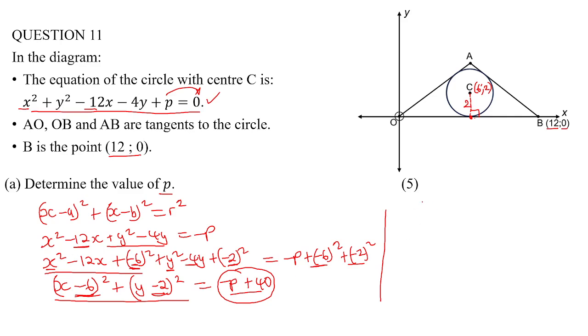So meaning that this, negative p plus 40, is equal to 2 squared, because it should be equal to radius squared. And then negative p plus 40 is equal to 4. And then we can say 40 minus 4 is equal to p. So p is equal to 36.